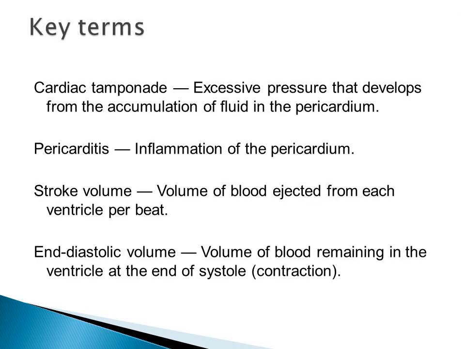Key terms: cardiac tamponade, excessive pressure that develops from the accumulation of fluid in the pericardium. Pericarditis, inflammation of the pericardium. Stroke volume, volume of blood ejected from each ventricle per beat. End diastolic volume, volume of blood remaining in the ventricle at the end of systole, contraction.